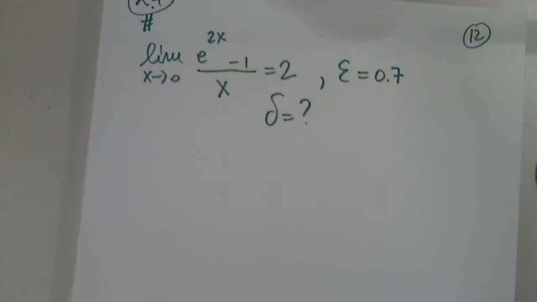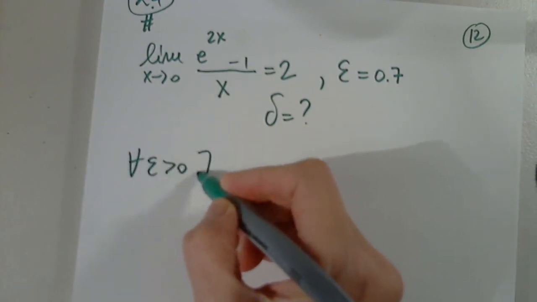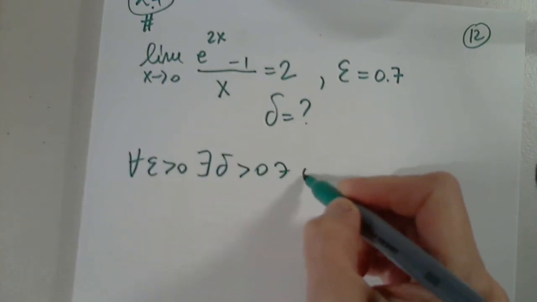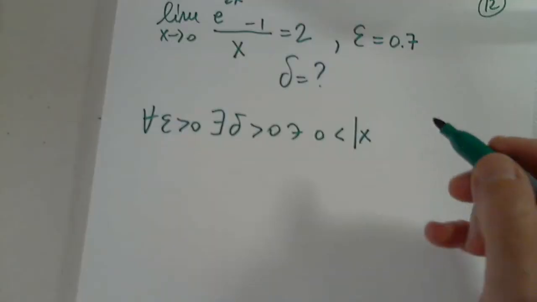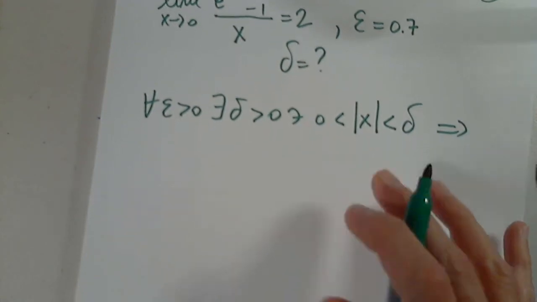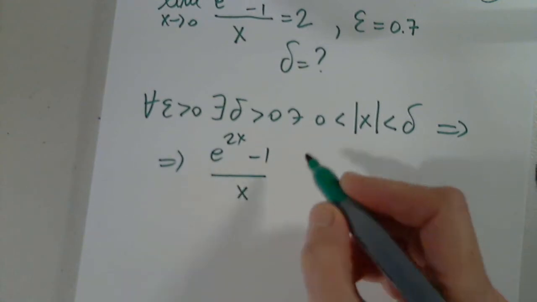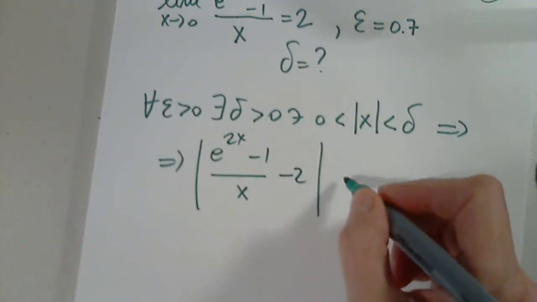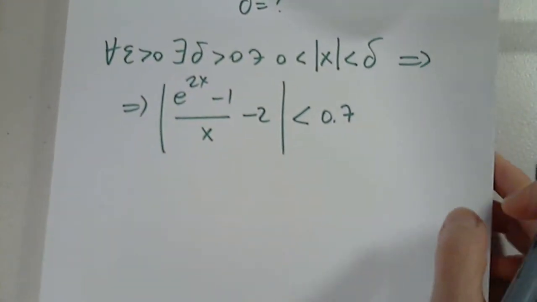Yes. So we know the definition: for every epsilon positive, there exists a delta positive such that 0 less than the absolute value of x minus 0, which is just x, less than delta, will imply the absolute value of (e to the 2x minus 1) over x minus 2 is less than 0.7. Is everyone comfortable with this so far?